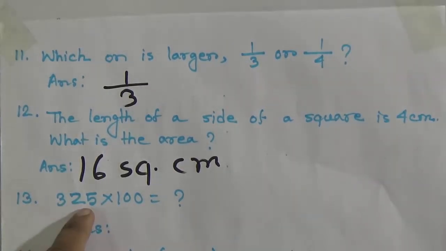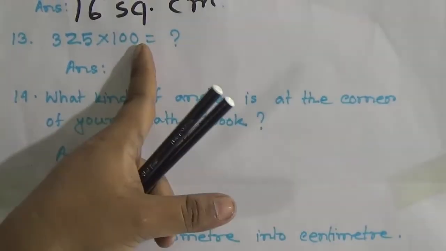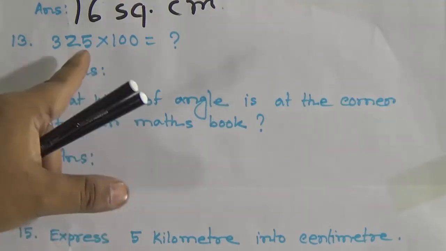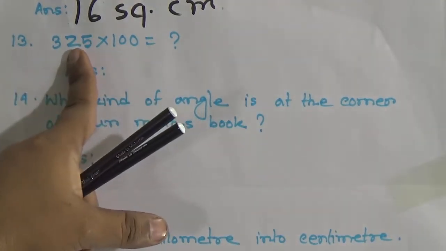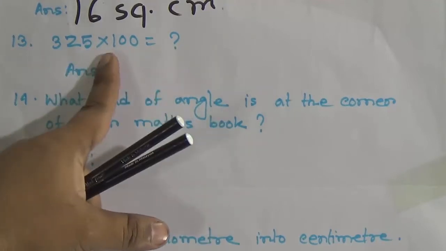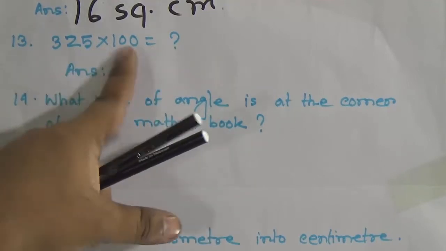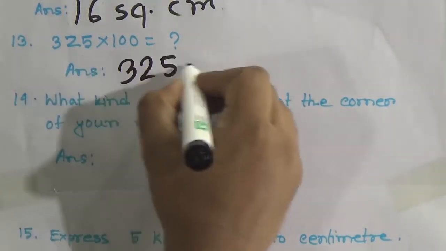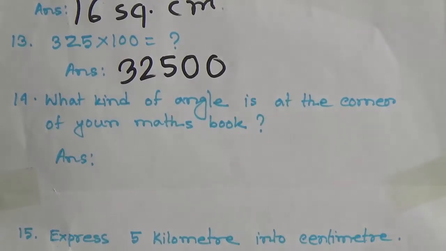Then number 13, 325 multiplied by 100. My dear student, it is such an easy multiplication. We just do the easy multiplication procedure. 325 multiply 100. At first we multiply 325 with 1 and we get 325, and 2 zeros are left. These 2 zeros are written here. So 32,500 is the answer.